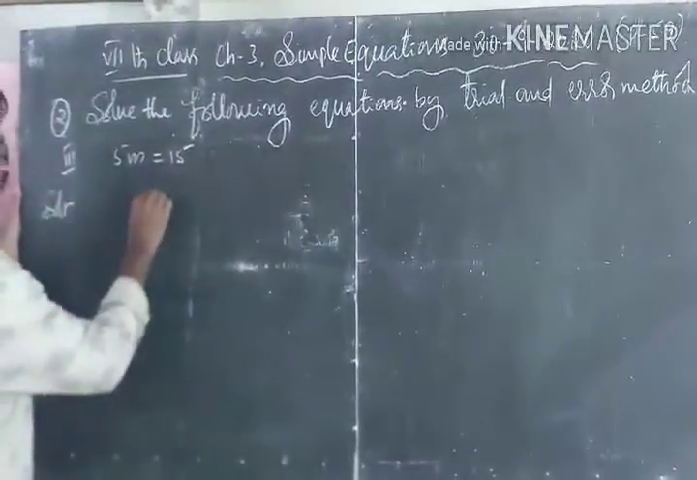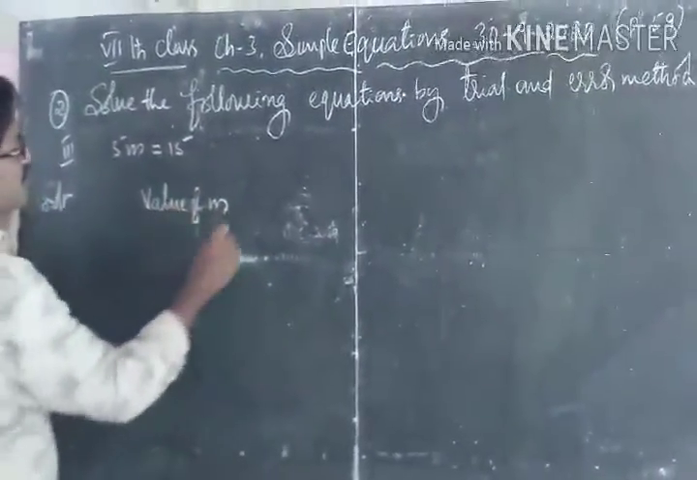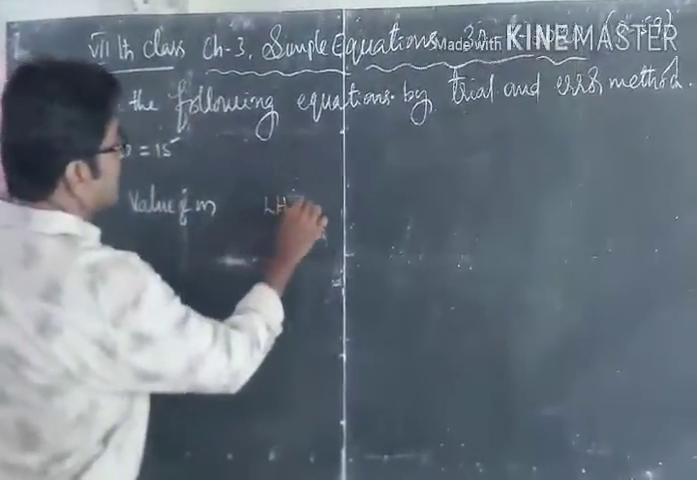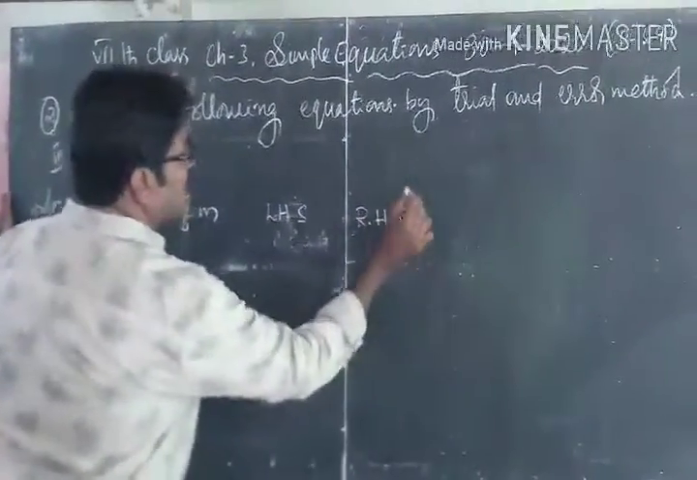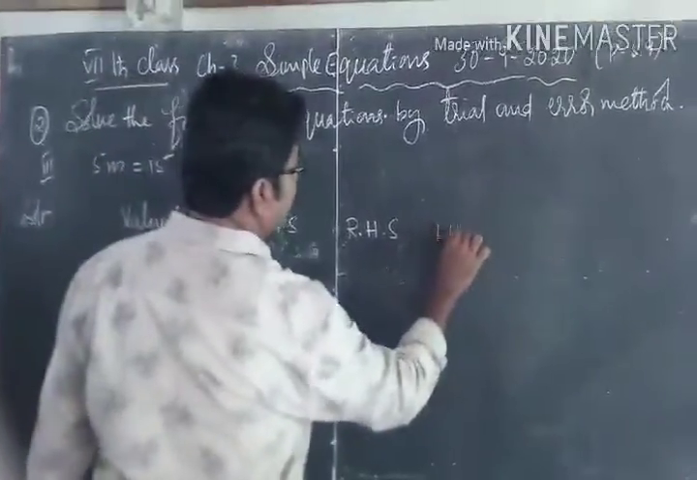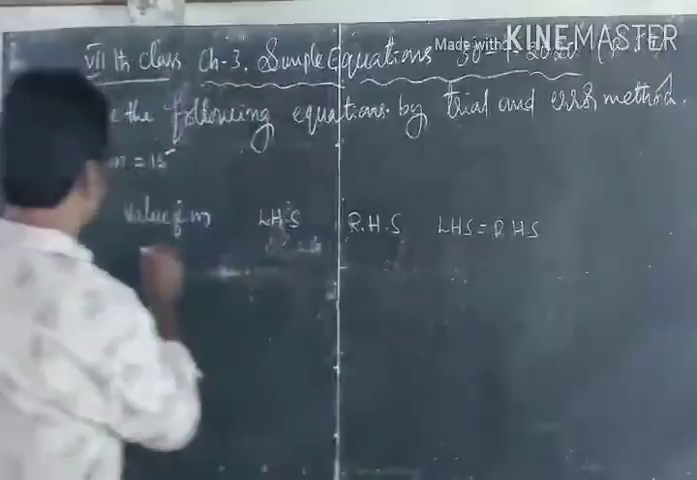First, draw the table. Value of m, then LHS, which means left hand side, then RHS. Then LHS is equal to RHS. Draw the table first.